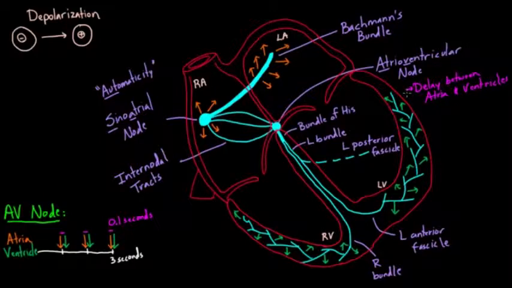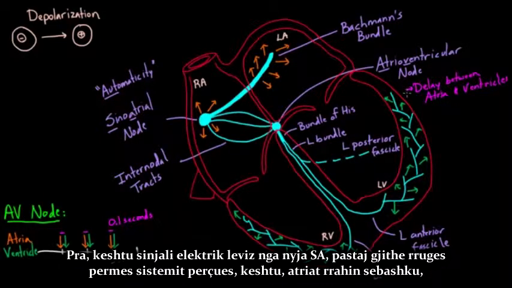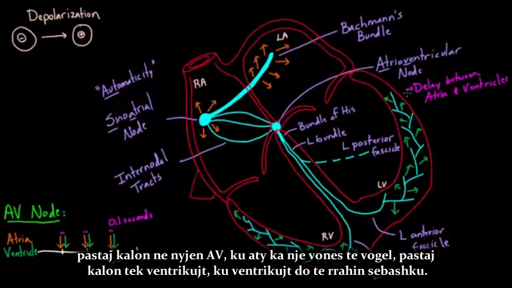So this is how the electrical signal moves from the SA node all the way through the electrical conduction system so that the atria are beating together, and then goes into the AV node where there's a little delay, and then down into the ventricles where again the ventricles are going to beat together.